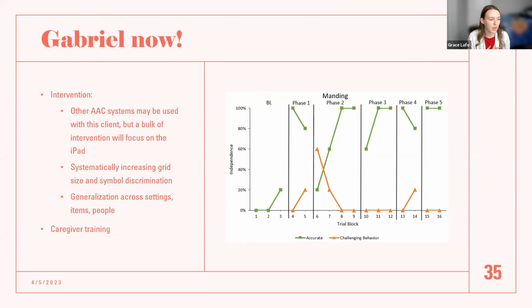So he's finished that, and now we're going to work on generalizing that skill to other settings, items, and people. Towards the end of the semester, we do want to conduct parent training just to make sure that they know what page we're on, and that they're competent in increasing his communication moving forward as well.